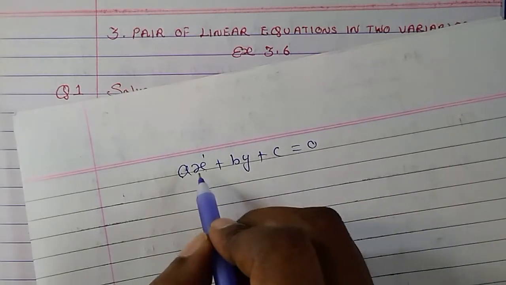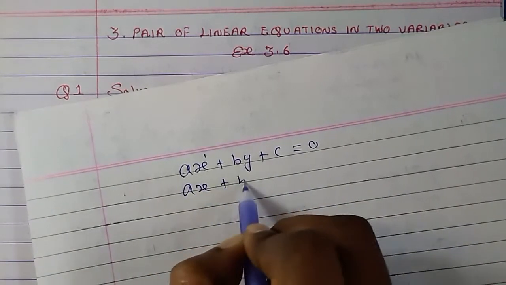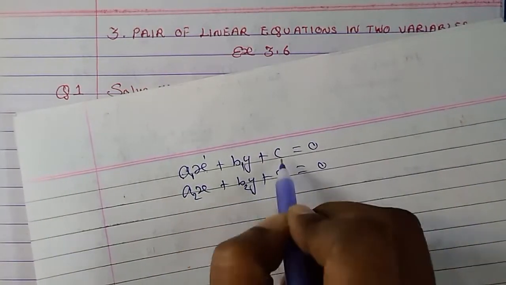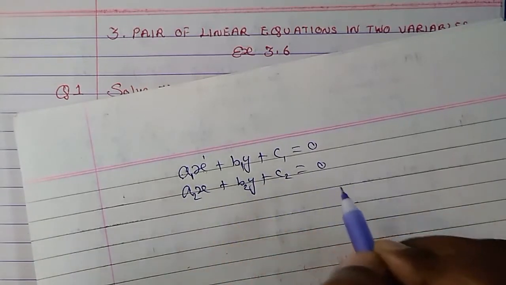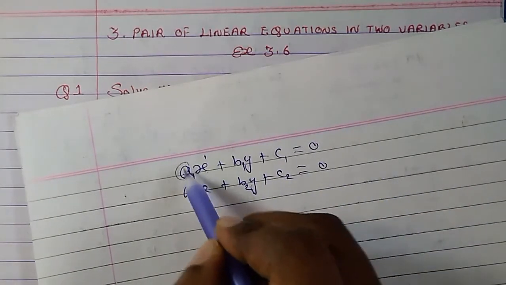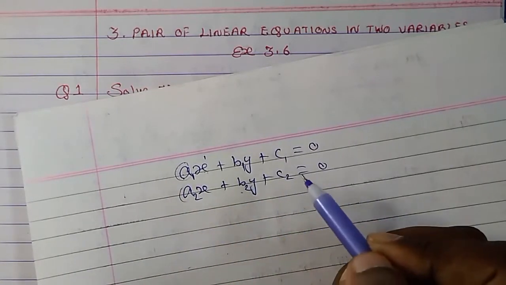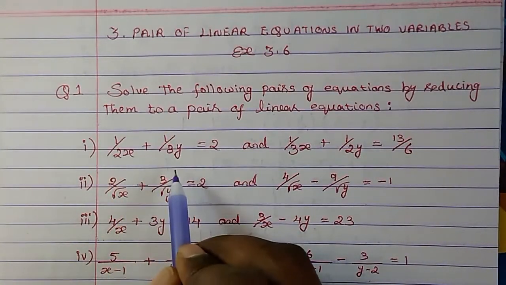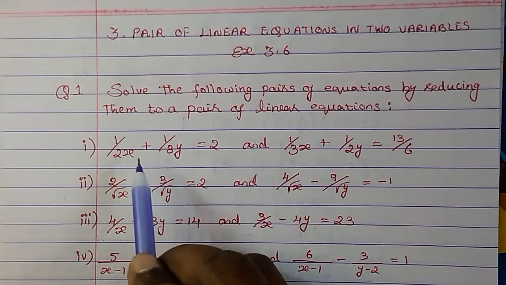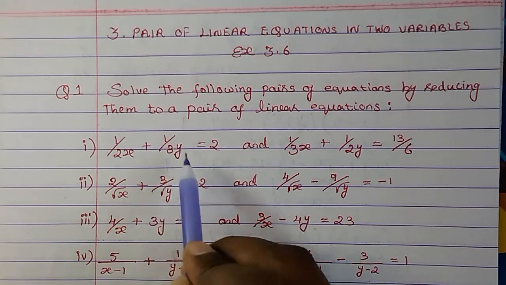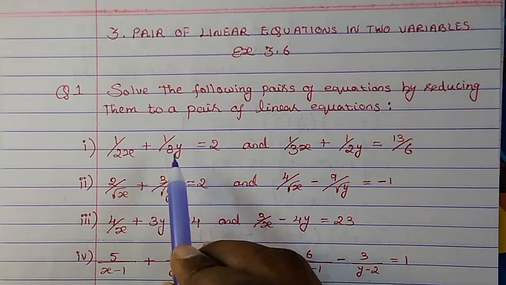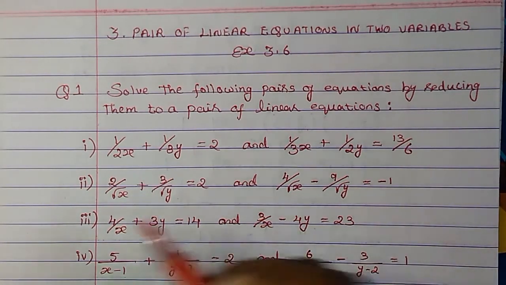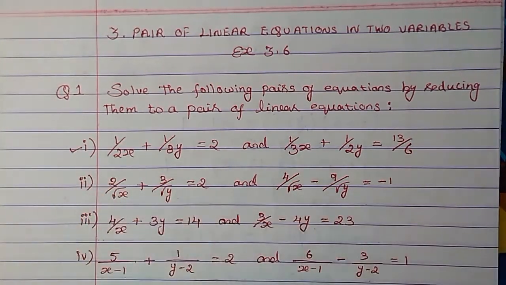So pair of linear equations means two pairs. Same, but two pairs. This is A1, this is A2, this is B1, B2, C1, C2. So this we call a pair of linear equations. In the place of A, B and C, numbers can be, but the variable has to be this way. But here if you see, the variables are in the denominator. So we have to convert them first to a pair of linear equations and then find the solution. Finding solution means finding the value for x and y. So in this video, we will do the first part of the sum.